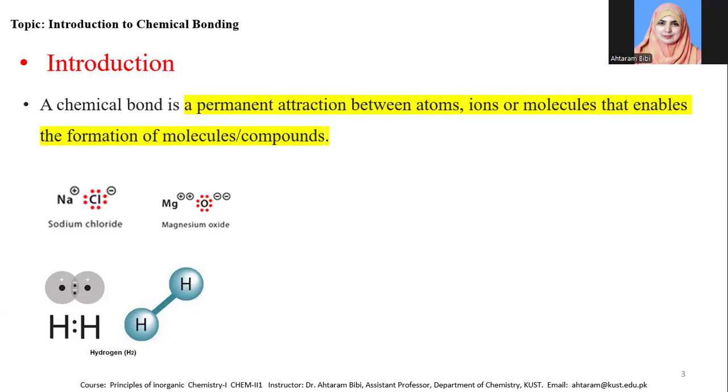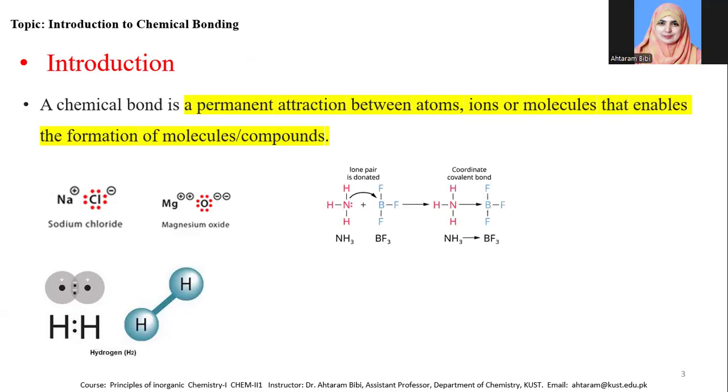Similarly, we can see another molecule in which magnesium is combined with an oxygen atom. Magnesium contains two valence electrons, so it can easily donate the two electrons to the oxygen atom because oxygen has six electrons in the outermost shell. So it gains the two electrons, completes its octet and becomes stabilized. So in this case also, an ionic bond is formed.